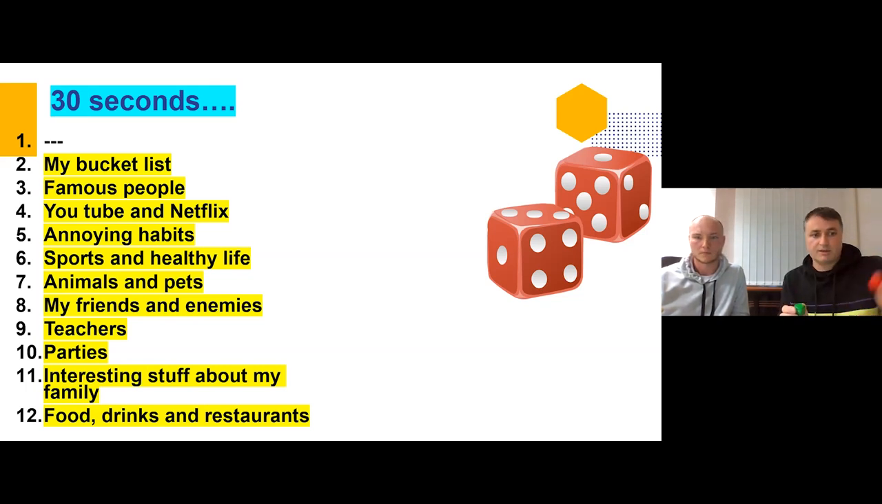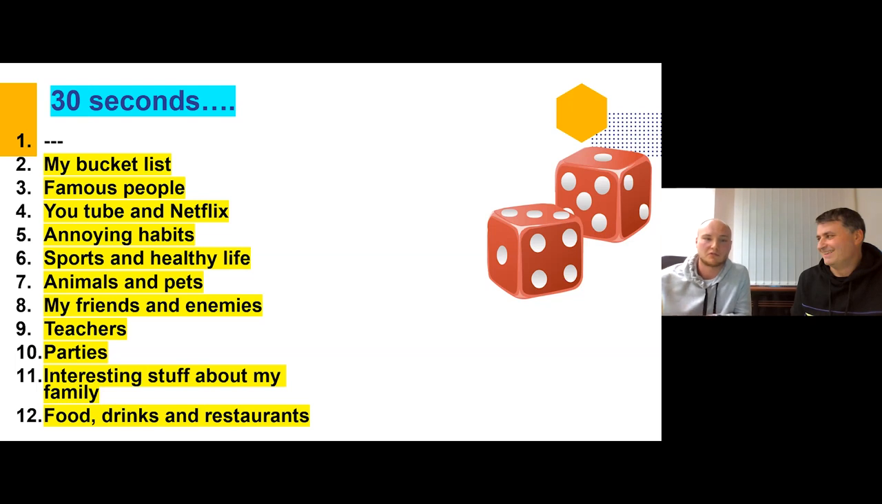So I've got two dice, I've got those topics. I'm going to roll my dice and choose a topic for my partner. Are you ready? Topic number 11. So I want you to speak for 30 seconds about interesting stuff about your family. Okay, so when I was a kid, we used to go to Croatia every year. I think we were there like 7 years in a row. And the only thing we used to do was lie on the beach, and it was actually very boring, but my parents were very tired, so they felt the need to stretch their legs and take a rest.